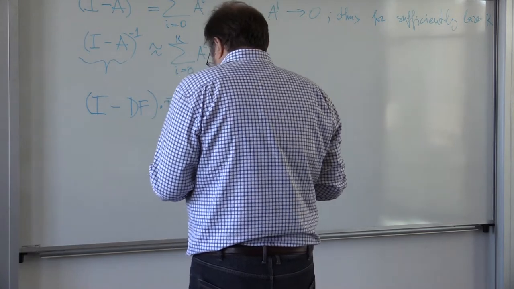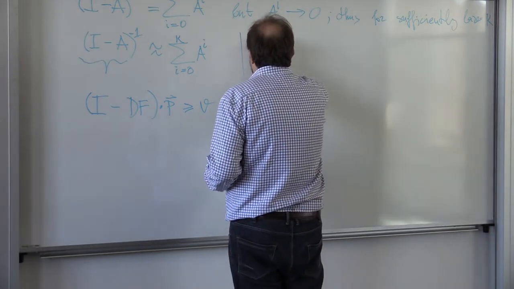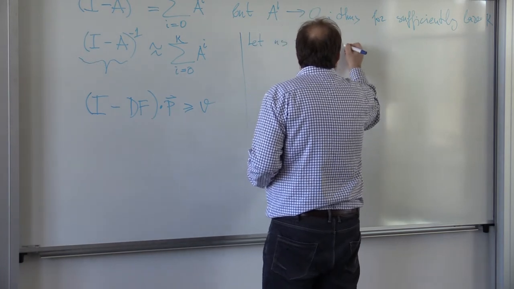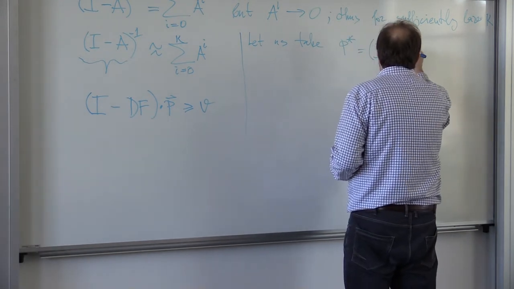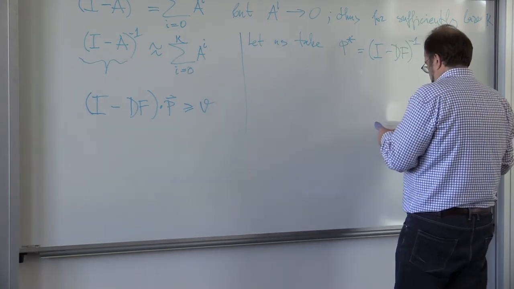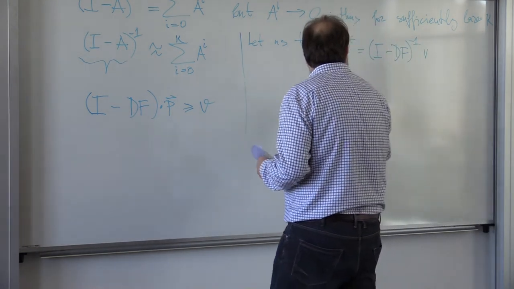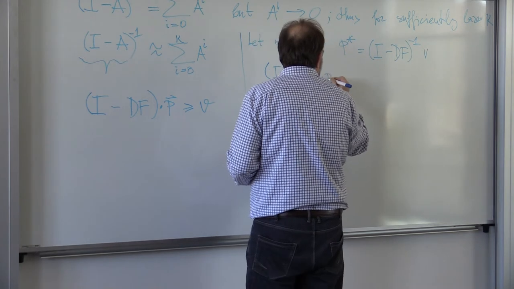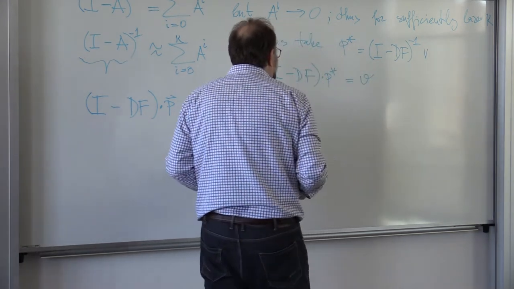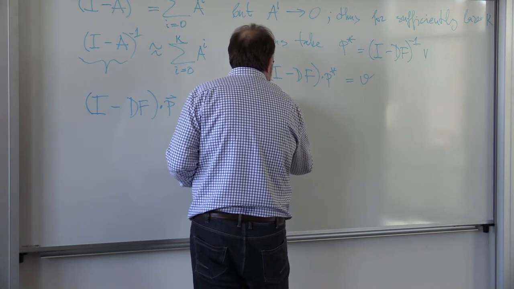Okay, so now let us define P star. Let us take P star to be the following vector: (I minus DF) to the minus 1 times our vector V. Right? What do we have then? If this is the case, then we will have that (I minus DF) times P star will be precisely vector V, if I multiply both sides by the inverse.